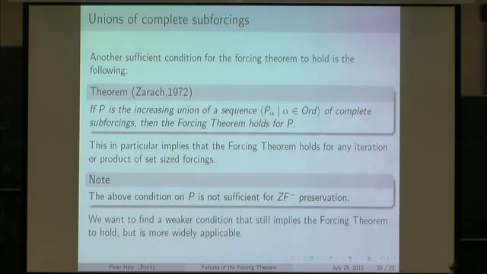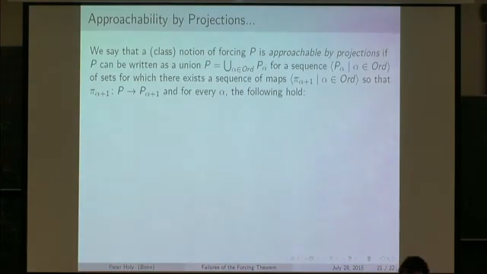And so what we also did is to find a weakening of Zarach's condition, which still implies the forcing theorem to hold, but is more widely applicable. For example, it can also be applied to this simple collapse forcing to give yet another proof that this collapse forcing satisfies the forcing theorem. And this property is called approachability by projections. The idea is somehow related to the union of complete subforcings property.